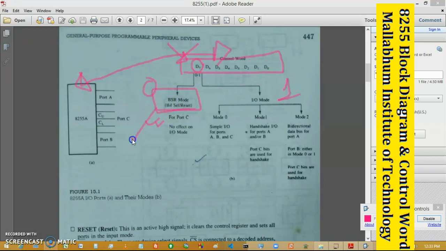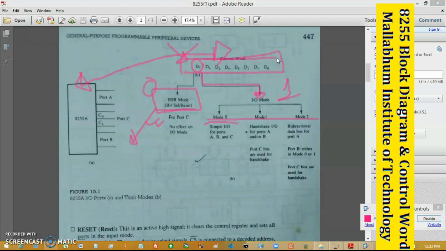It is a very simple mode of operation. And in the case of the IO mode, which is important for 8255, the IO mode is divided into 3 modes: mode 0, mode 1 and mode 2. If it is 1, that means it is IO mode, and IO mode is again divided into 3 modes. That will be decided by the rest of the bit pattern. We will see it later. But first, IO mode is divided into 3 modes: mode 0, mode 1 and mode 2.